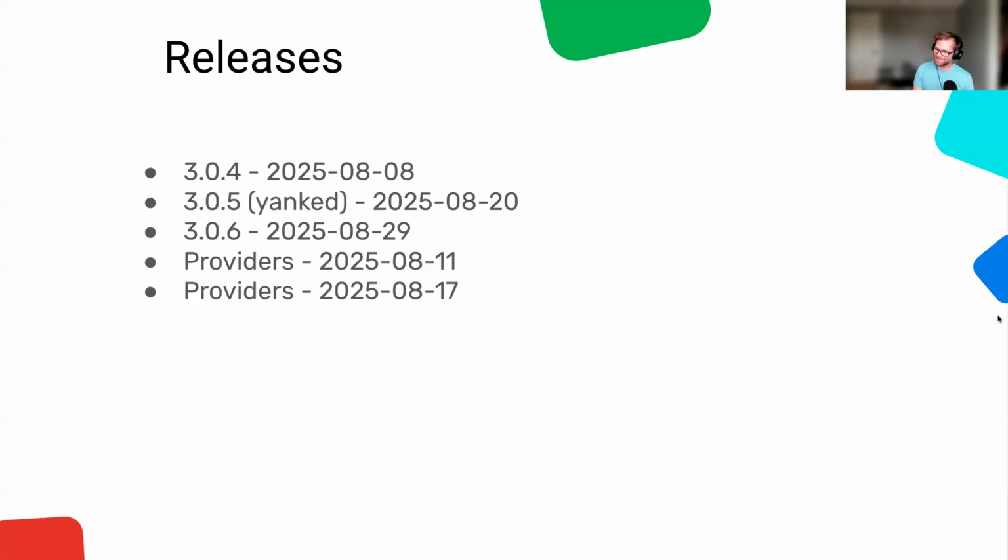So yeah, it was a good month on the releases front. We ended up releasing 3.0.4, 3.0.5, and 3.0.6 in August. 3.0.5, unfortunately, was not long for the world; we ended up having to yank that one. We also had two of our normal provider batches that got released. So yeah, pretty exciting stuff there. If we go to the next slide.